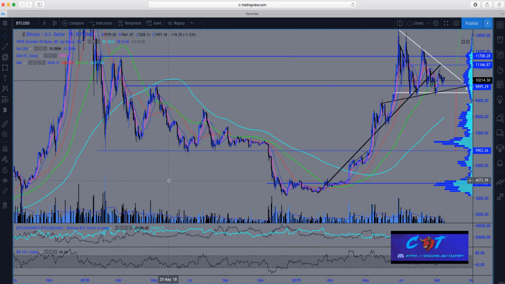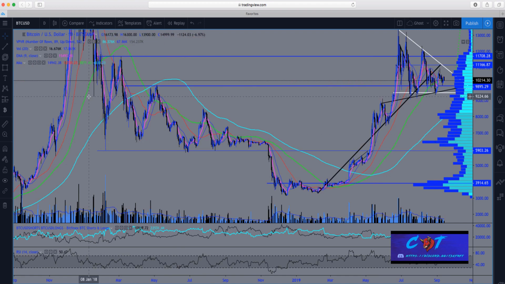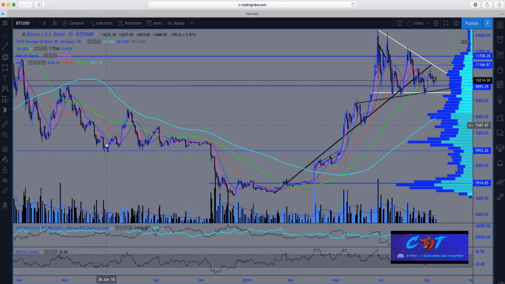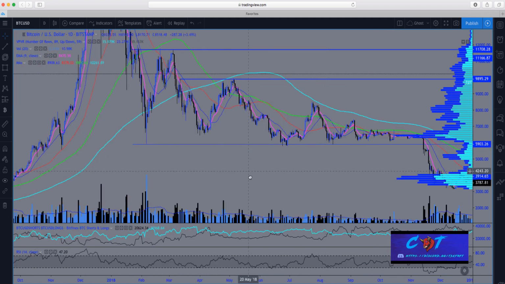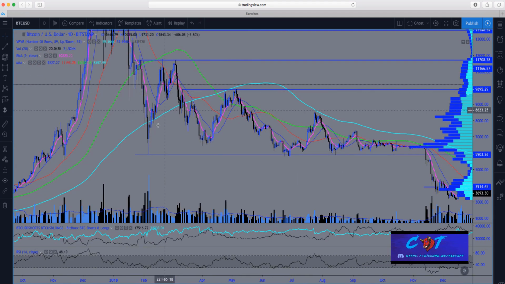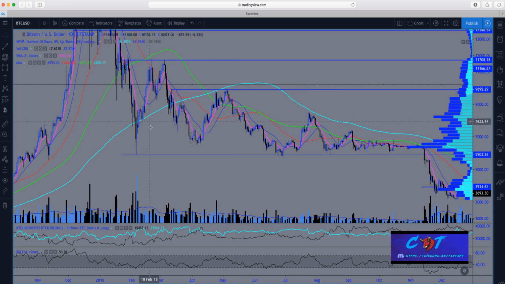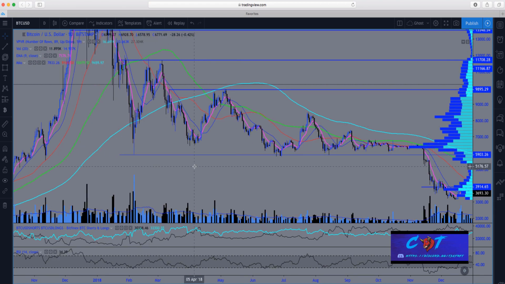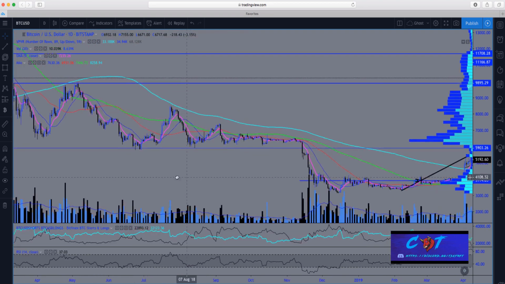But that 5,903, going back, you could see how when Bitcoin did capitulate, we had a fairly hard bounce, a V-shaped recovery in that area. And I believe in the last video or two, I went through price action bouncing from that area. So again, that's a significant level.